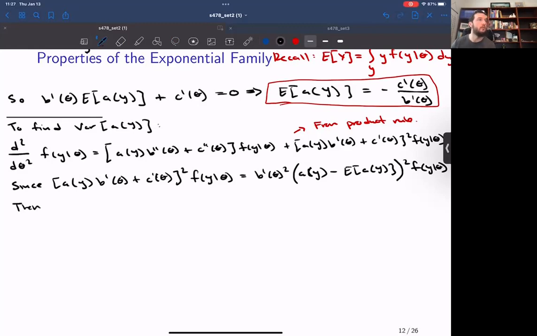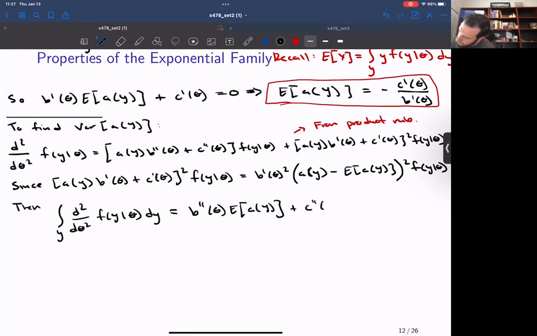Okay, then the integral over y of d squared by d theta squared of f of y given theta dy is equal to b double prime theta times the expected value of a of y plus c double prime theta, plus b prime theta squared times the variance of a of y.